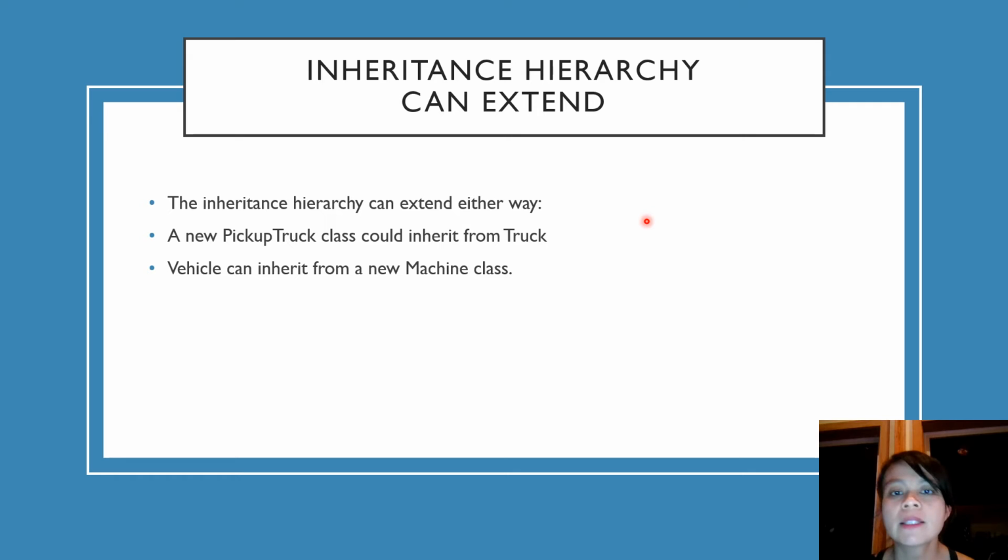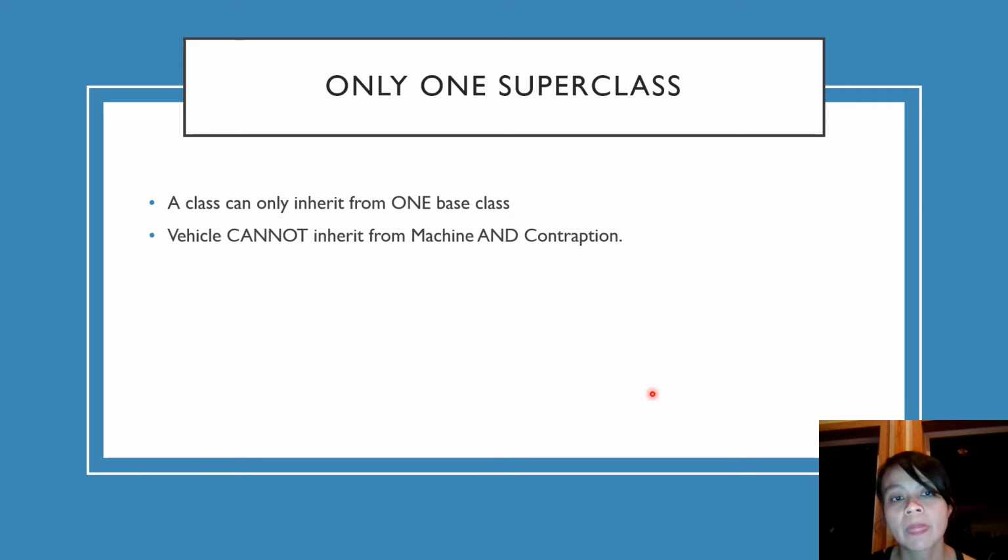Inheritance hierarchy can extend either way. A new pickup truck class could inherit from truck. So truck could also be a superclass to other subclasses, like a pickup truck. And vehicle can also inherit from a superclass above it, maybe something called machine class, and it would inherit everything from machine class. A class can only inherit from one base class though. A vehicle cannot inherit from machine and contraption. You can only have one superclass.